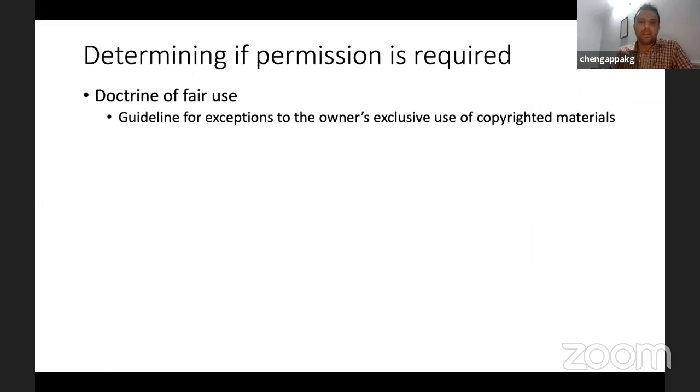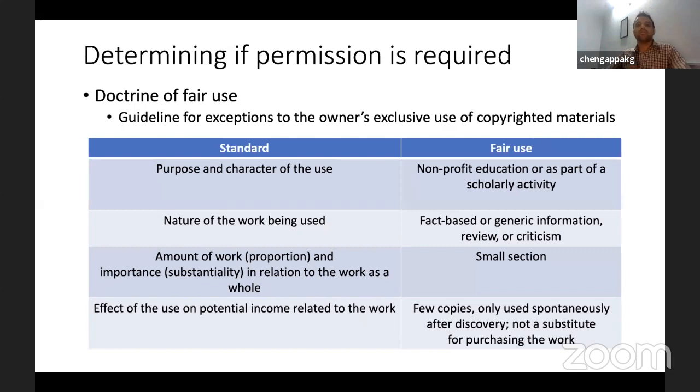So how do we determine if permission is required? This is the first question that we have to ask before we reproduce somebody's work. Here there is a doctrine of fair use, a guideline for exceptions to the owners' exclusive use of copyrighted material. Suppose the purpose and character of the use is non-profit education or part of a scholarly activity, like this presentation. I have used a lot of material that has been published by others, but I have not taken copyright permission. So this is not a breach of copyright laws.